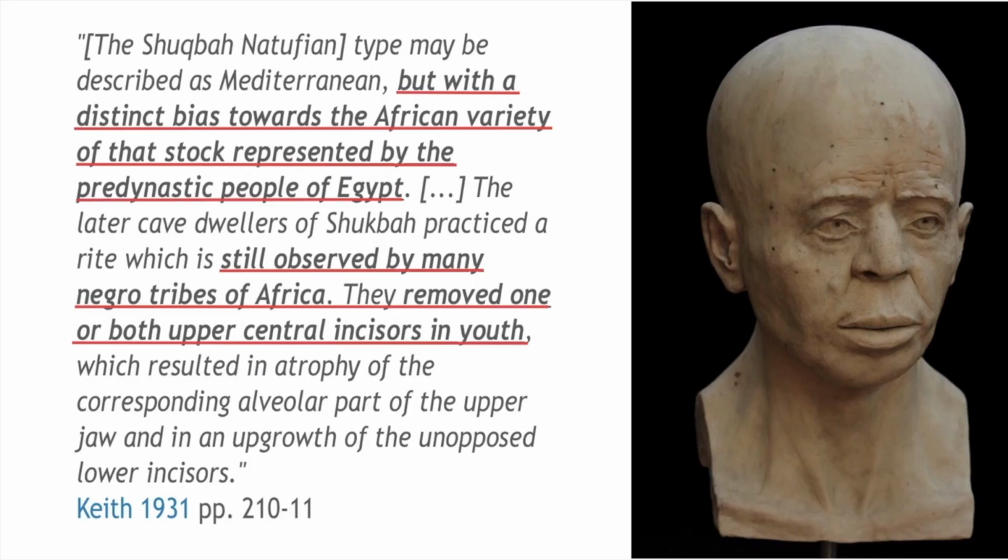And so this also coming from Keith 1931 says, but with a distinct bias towards the African variety of that stock represented by the pre-dynastic people of Egypt, still observed by many Negro tribes in Africa. They remove one or both upper central incisors in youth. And so basically he's saying he sees a lot of similar cultural traits between the Natufians and quote-unquote Negro tribes of Africa.